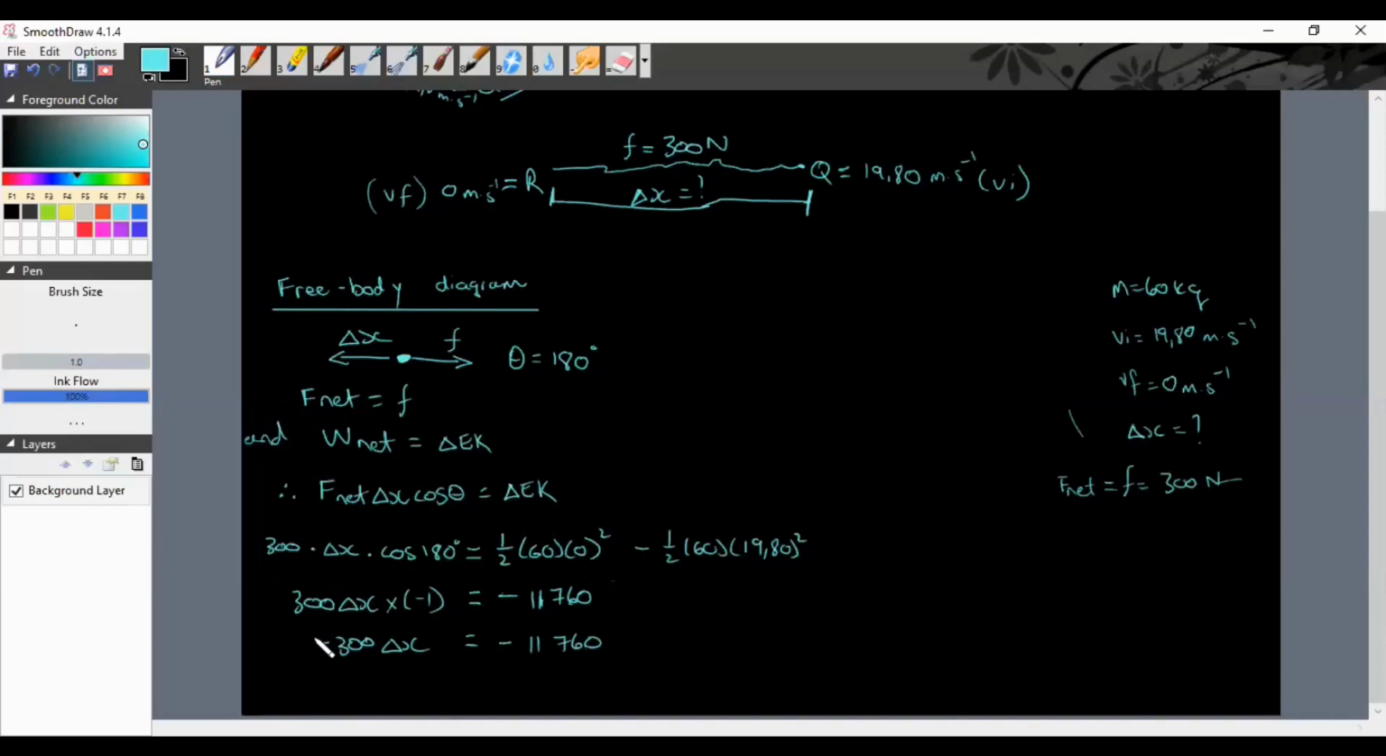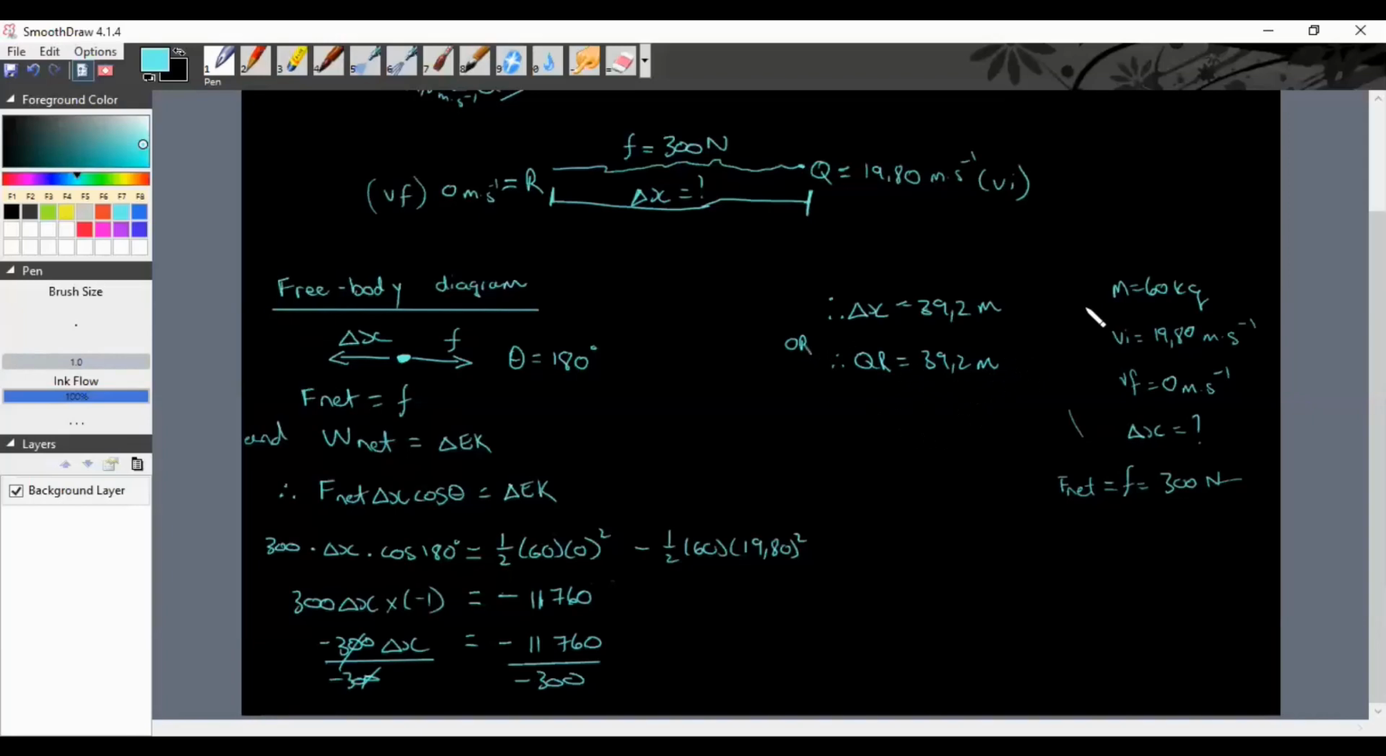Divide both sides by minus 300. They cancel. Therefore, delta x in this case should give us an answer of 39.2 meters. If you didn't say delta x, you could have also said, therefore, QR is equal to 39.2 meters.